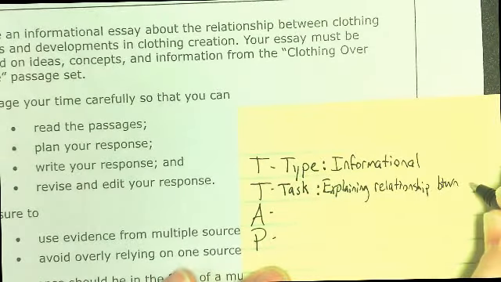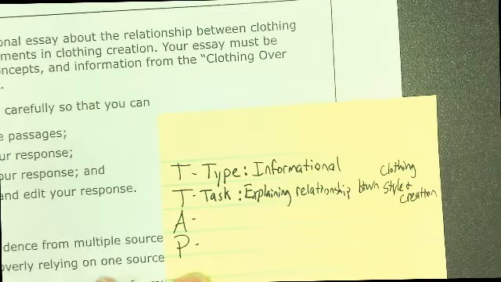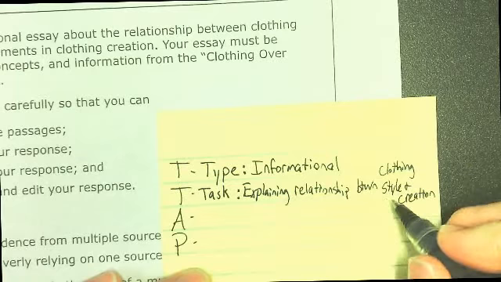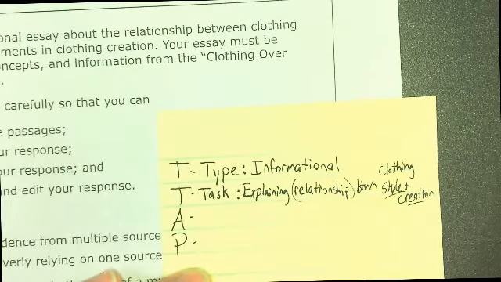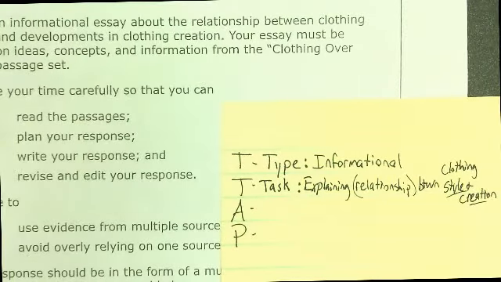between clothing style and creation. I'm scrunching it all up there because I run out of room. But explaining the relationship between clothing style and creation, that's my job. Now, be careful when you think about relationship in terms of your prompt, because relationship means that it's a logical relationship. As one thing, like a style, does something, creation may do something, or vice versa. They have an effect one upon the other.